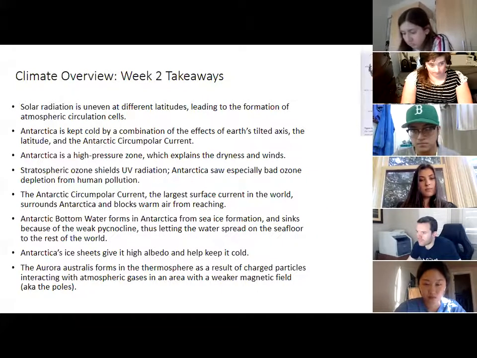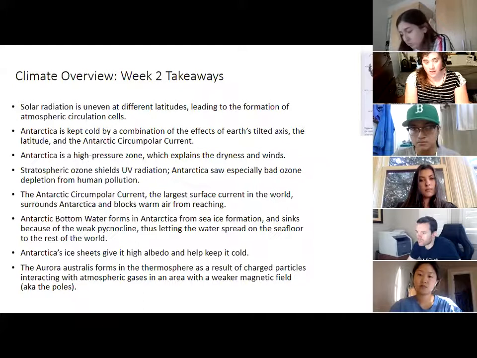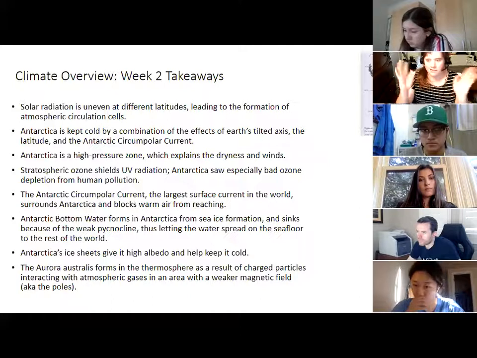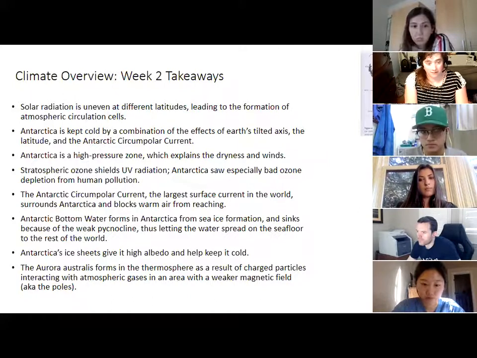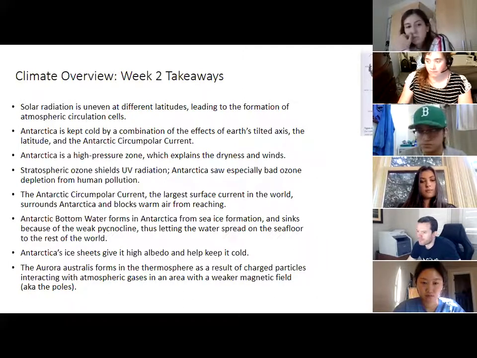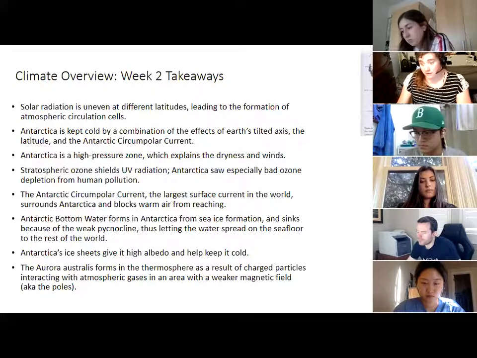I also talked about the Antarctic circumpolar current quite a bit. I mentioned earlier that it's a huge reason why Antarctica is so cold. I say it blocks warm air from reaching, but I meant to say warm water, and I will fix that. But I talked a lot about different water masses and how those are defined by density and salinity.